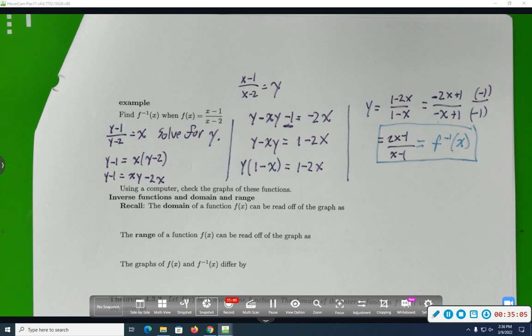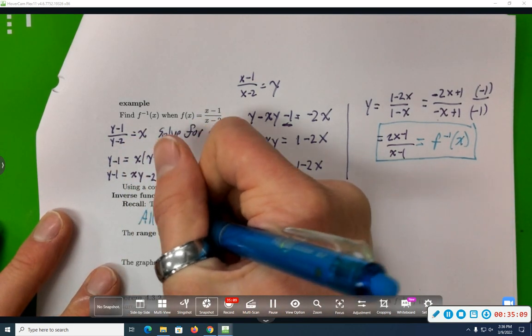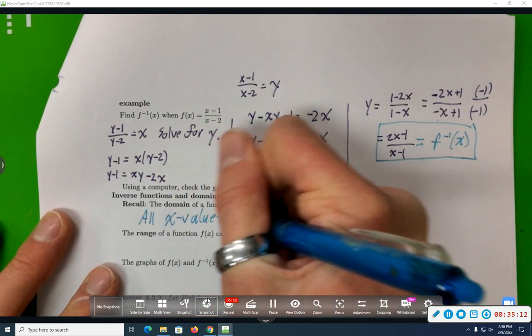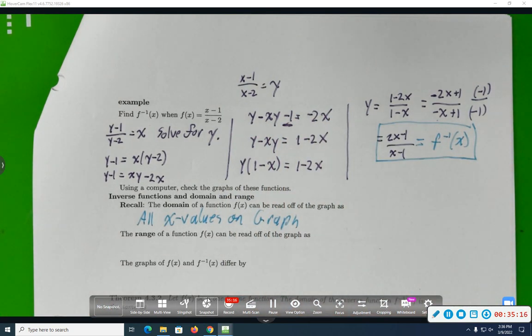The graph of a function tells you the domain. The domain is all x values on the graph. And now that I've written that down, you definitely know what's going to go in the next space. If you have the graph of a function, how can you read off the range of a function? All y values on the graph.